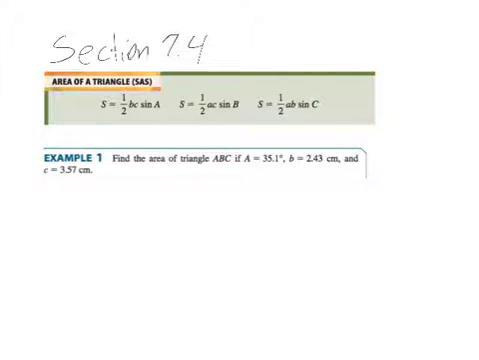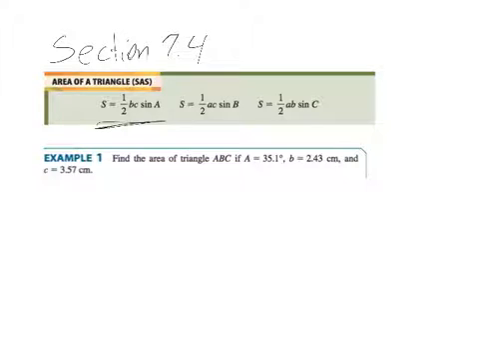So for this one, here's an example. If you know that angle A is 35.1 degrees, side b is 2.43, and side c is 3.57. Now, you'll notice there are several different combinations here that you can use. The one we want for this one is the one that includes angle A and then sides b and c, and that's this first one right here.